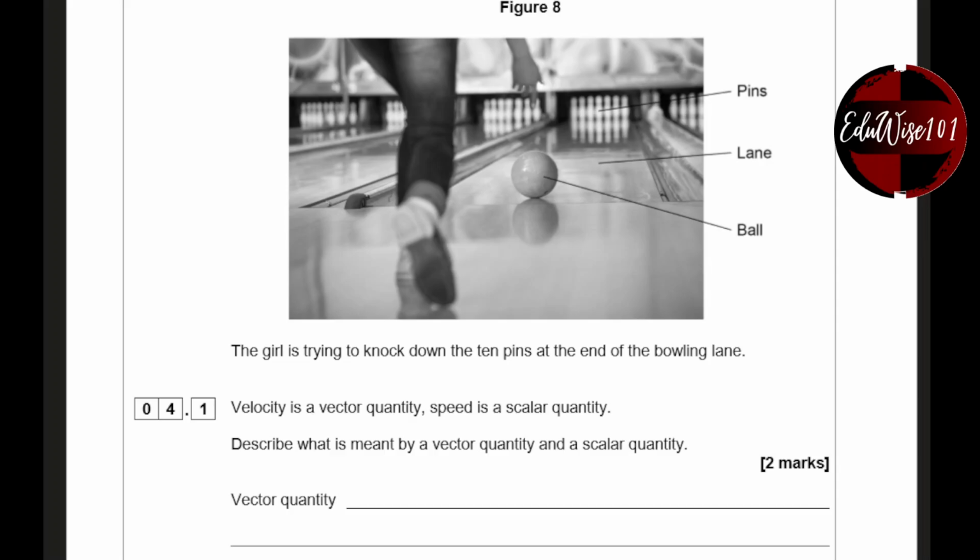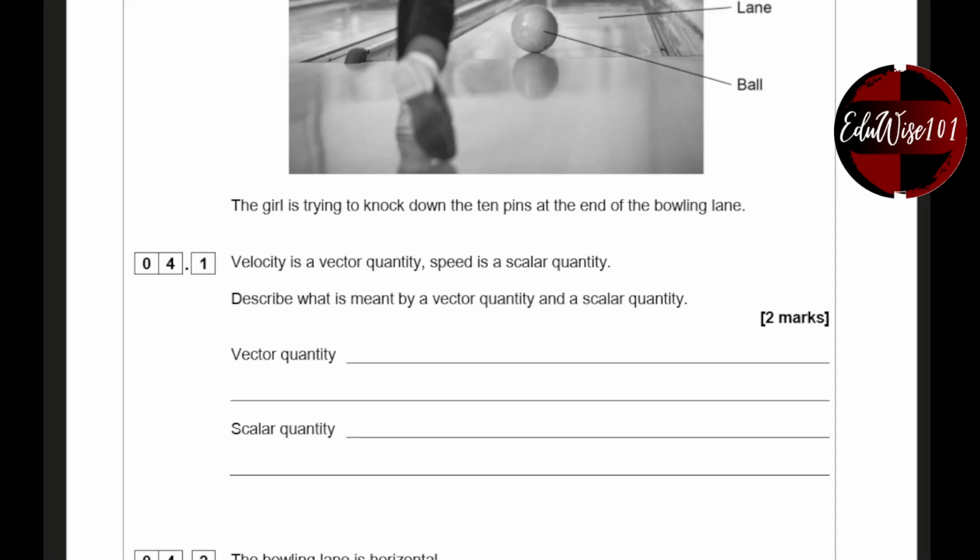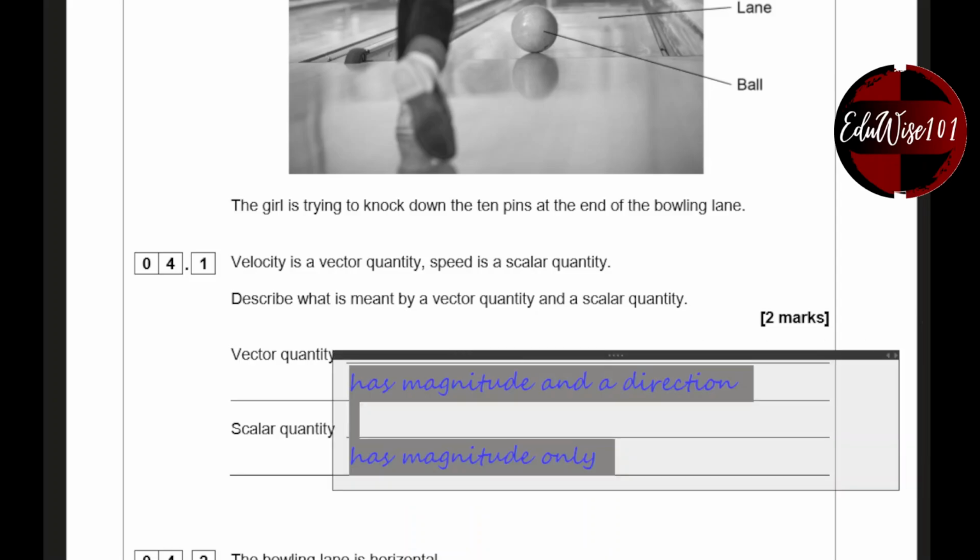Velocity is a vector quantity, speed is a scalar quantity. Describe what is meant by a vector quantity and a scalar quantity. Now, a vector quantity has both magnitude and direction, whereas a scalar quantity has just magnitude only, no direction.